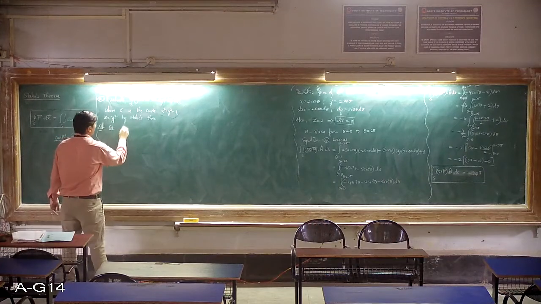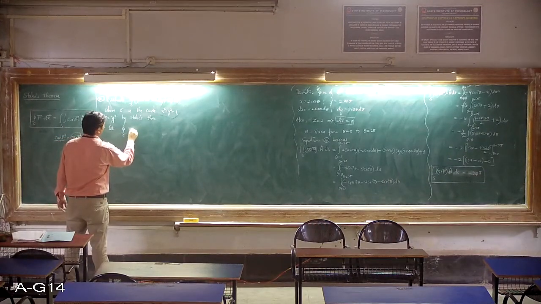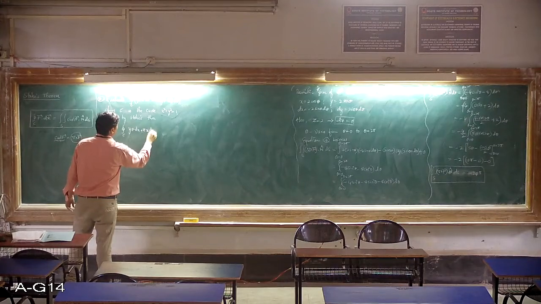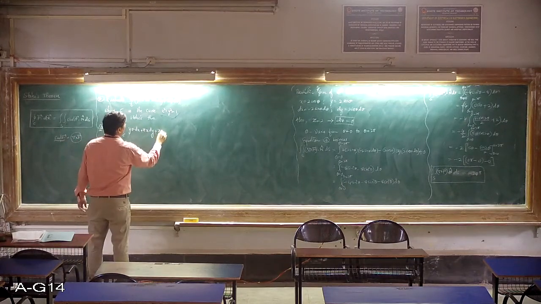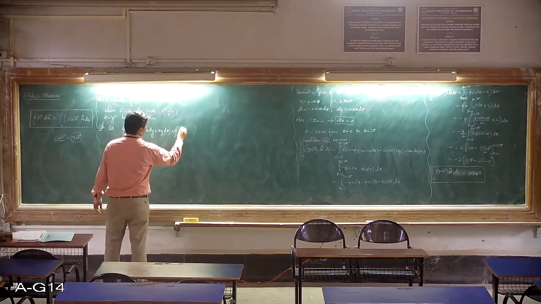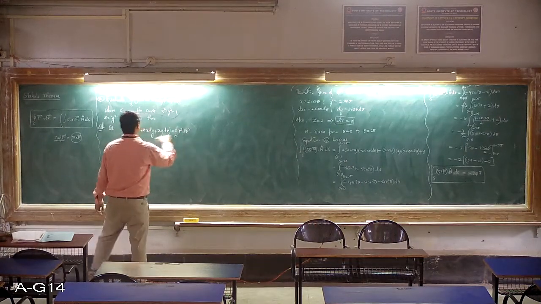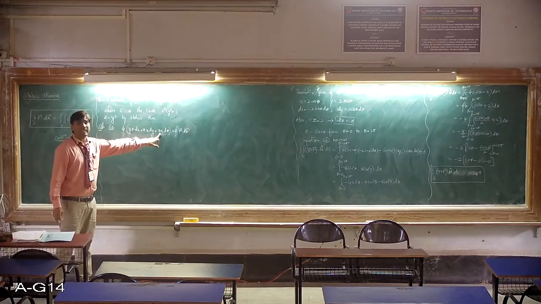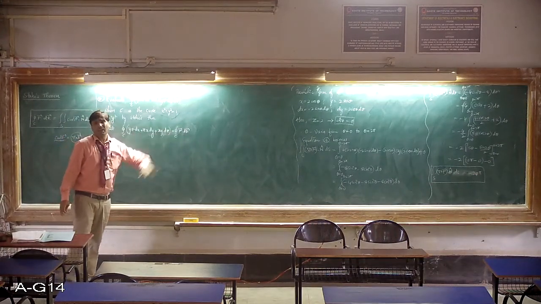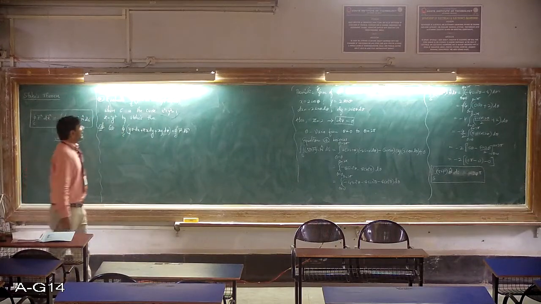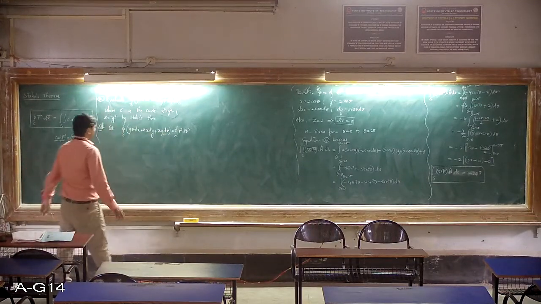So what they have given, just write it: closed curve C of yz dx plus zx dy plus xy dz. What is this actually? This you can write as the closed curve C of F dot dr, if you want, because F1 dx plus F2 dy plus F3 dz is F dot dr. So you can say it like this, right?